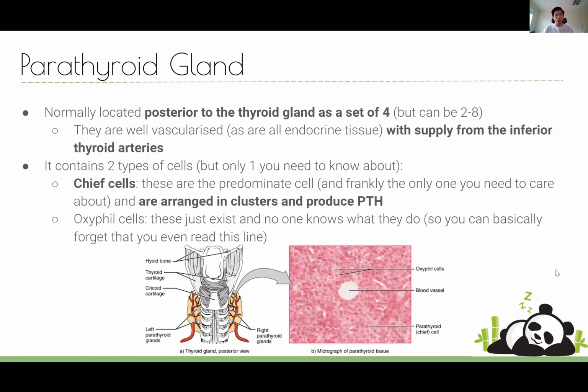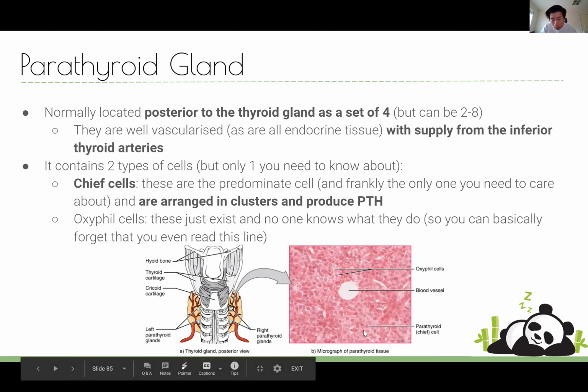There are, histologically speaking, 2 types of cells, but only realistically one that you need to know about. So chief cells, these are the ones that predominate in the parathyroid gland. And these are clusters, meaning like these little clusters around here. They're kind of hard to see in this picture, but they are clusters that produce PTH.